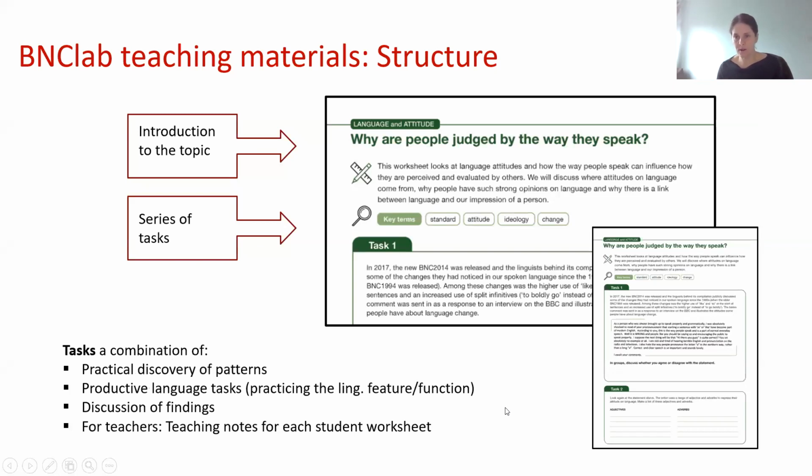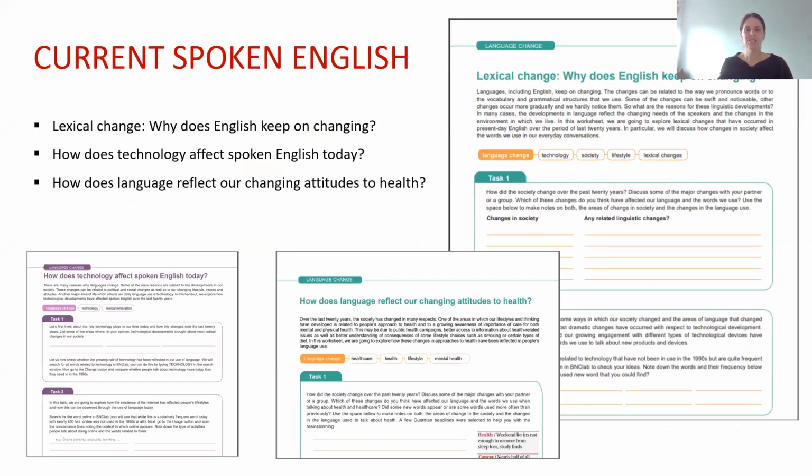And each worksheet for students has an accompanying worksheet for teachers, because we don't want teachers necessarily to do the discovering for themselves all of the time. They have other things to do. So I'm going to finish the talk by showing you examples and talking you through some of these worksheets, so you know what you can find there.